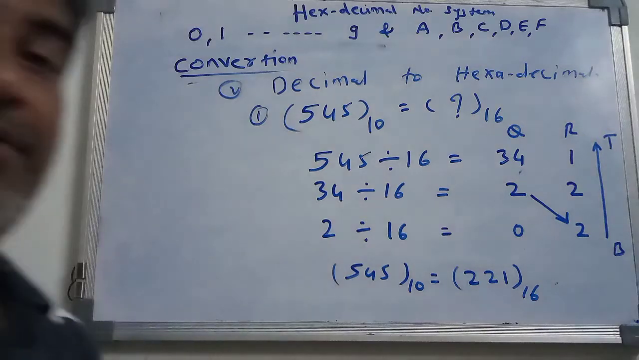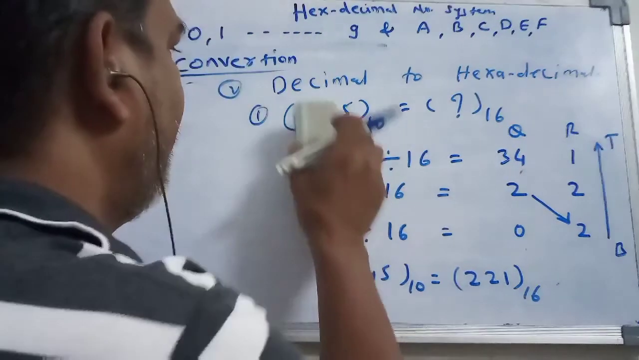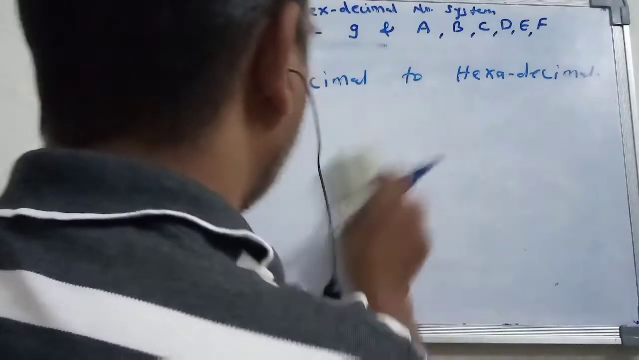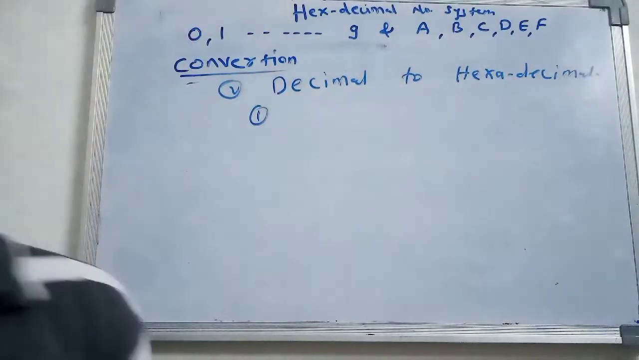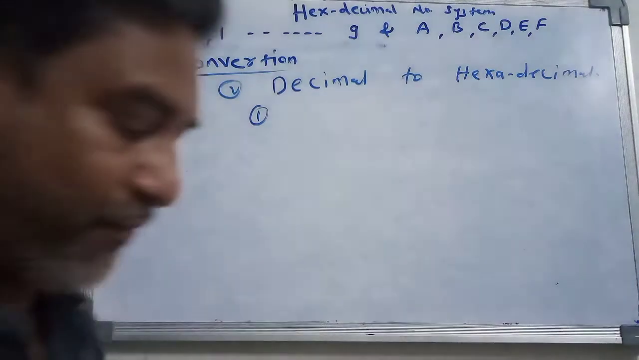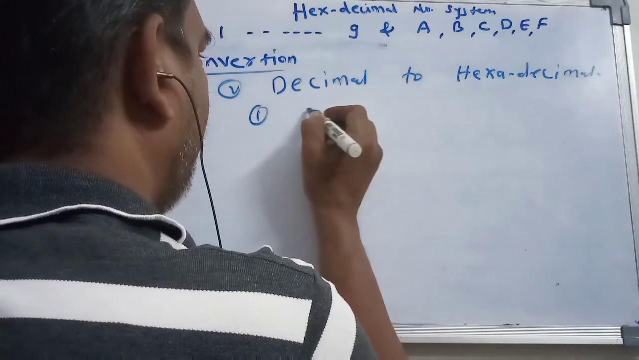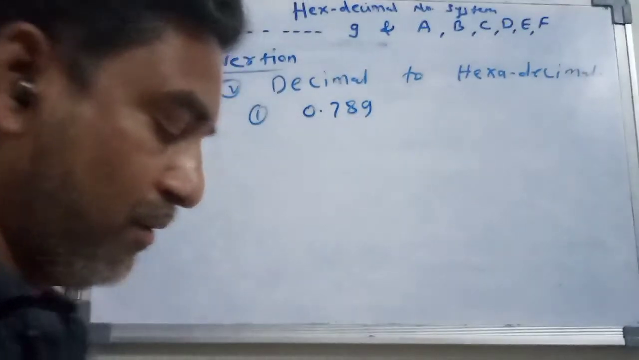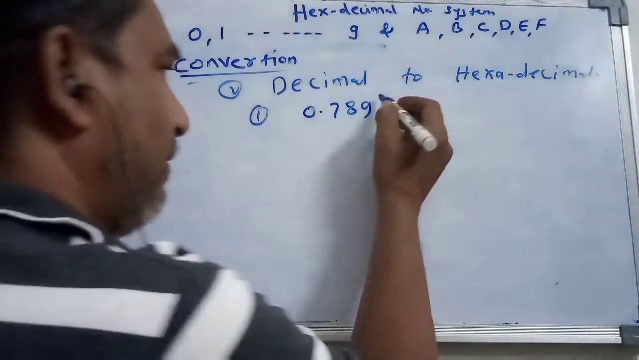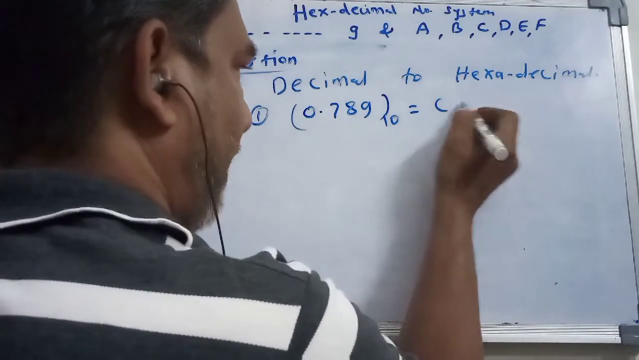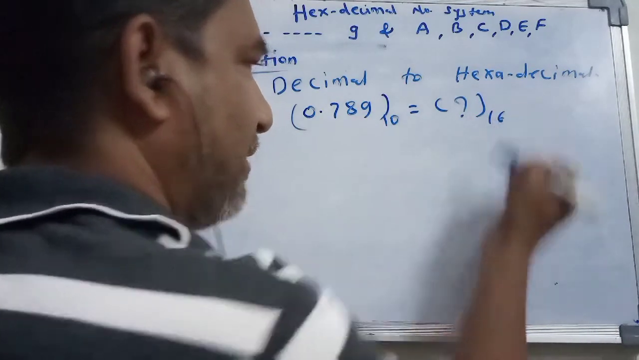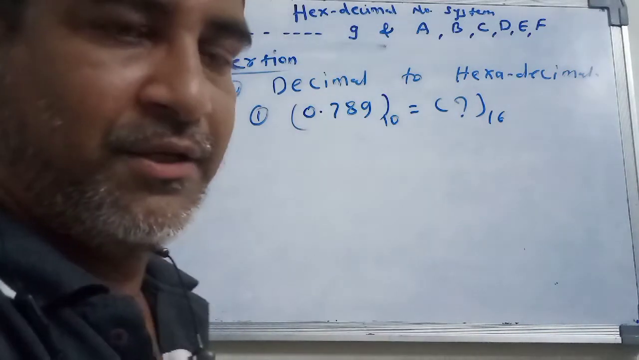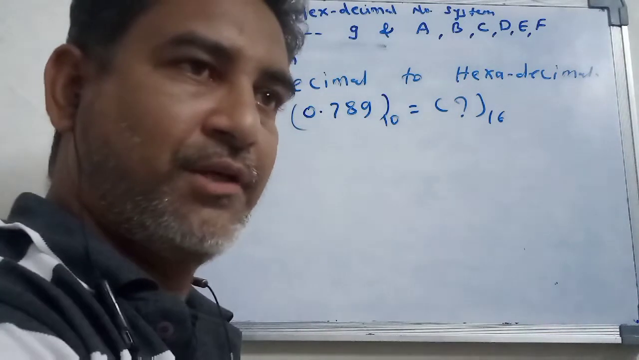Understood? Next, if there is a fractional number, suppose there is a fractional number 0.789 with base 10, and you have to convert this number into hexadecimal. Then you have to follow these steps.